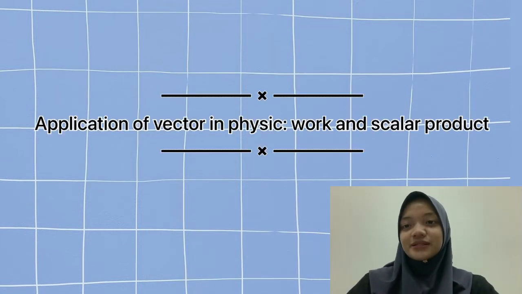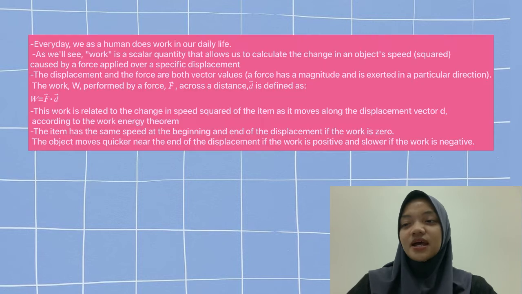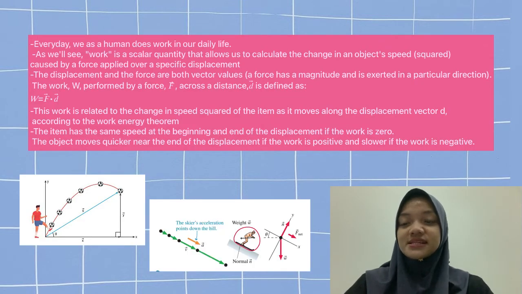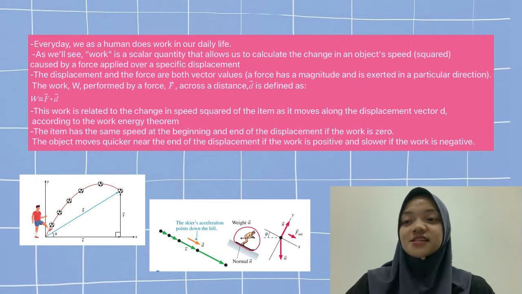The application of vectors in physics, for example, is work and scalar products. Every day we as humans do work in our daily life, right? As we will see, work is a scalar quantity that allows us to calculate the change in object speed that is caused by a force applied over a specific displacement. The displacement and the force are both vector values. A force has a magnitude and is exerted in a particular direction.